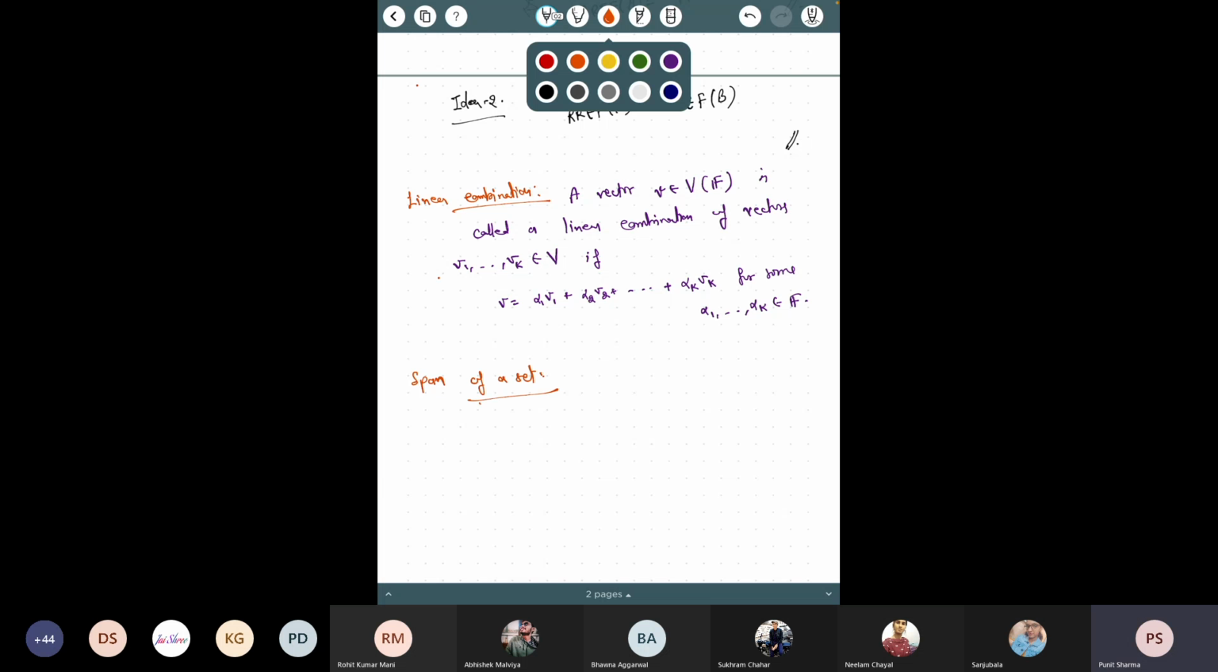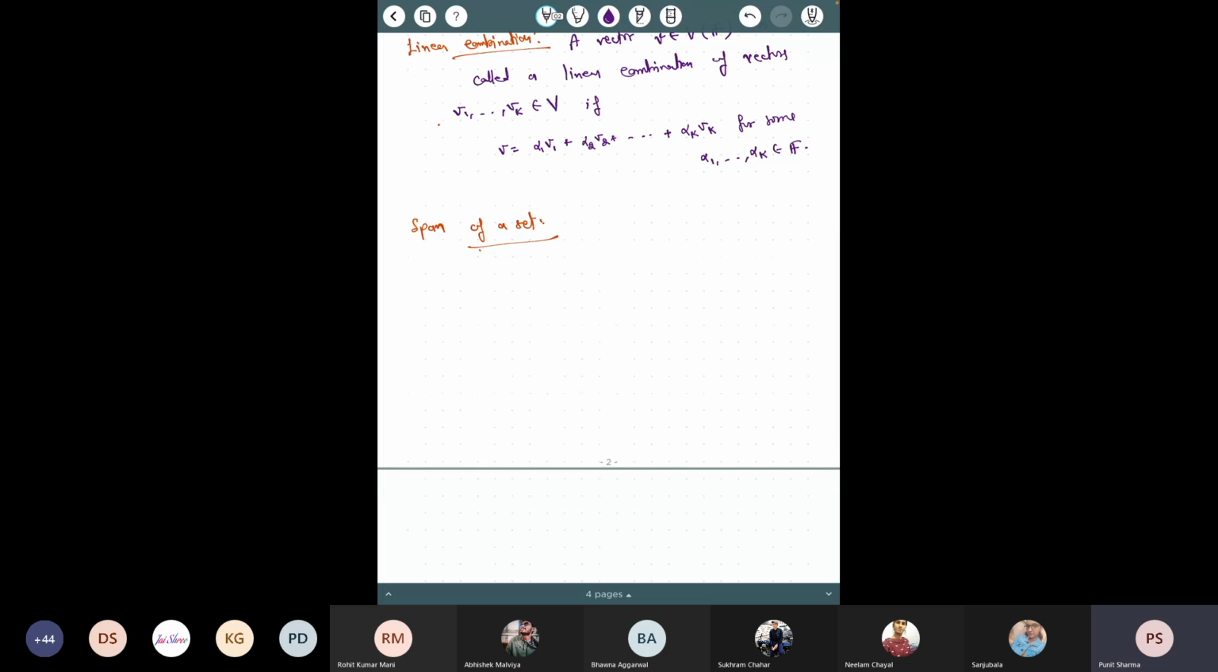So what is span of a set? Suppose that we have a subset S of a vector space V. Then span of S. Can you tell me what is span of S? Set of all linear combinations. So can you tell me what it would be? Linear combination of the vectors of S.